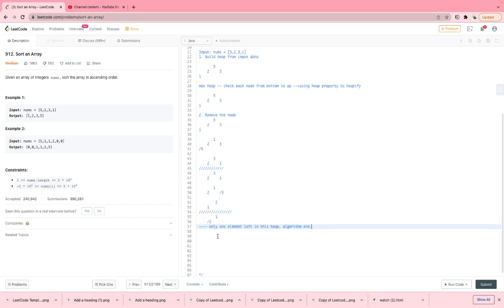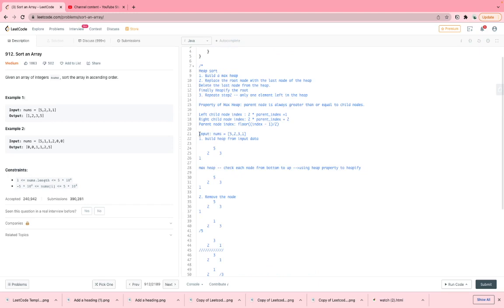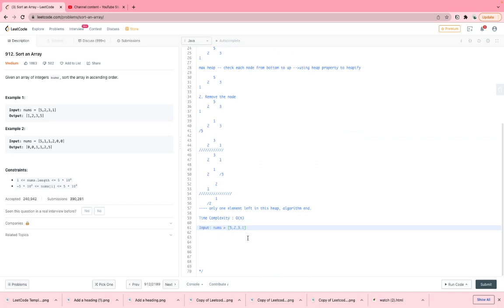Okay, so let's talk about the time complexity for this problem. The complexity is going to be O(n). Why is the time complexity O(n)? Let's take this example, the input data. We still use this example. The input data here is like this.